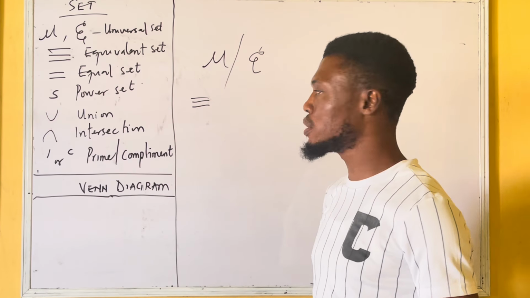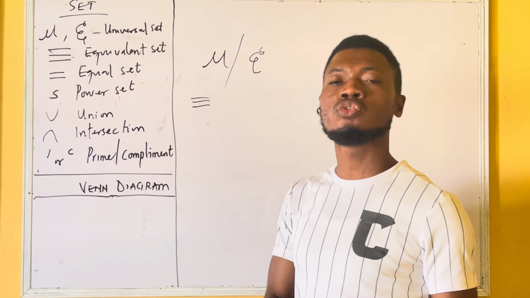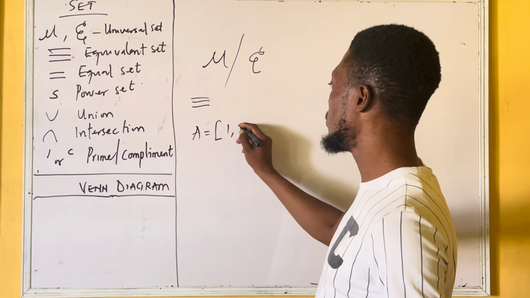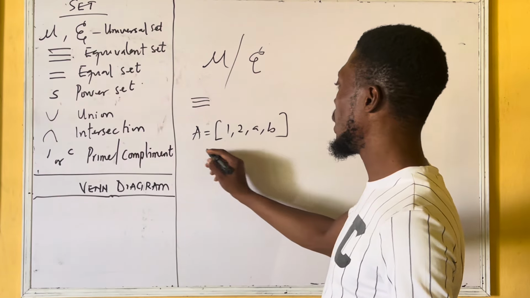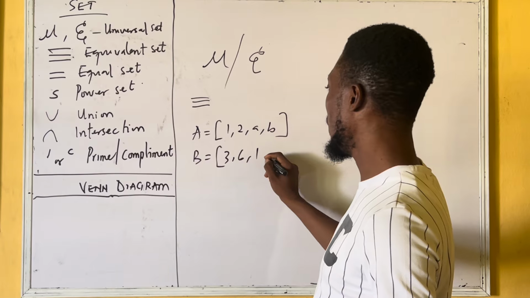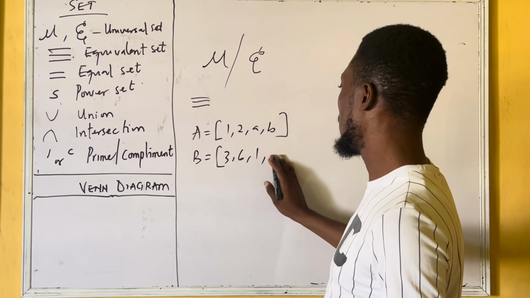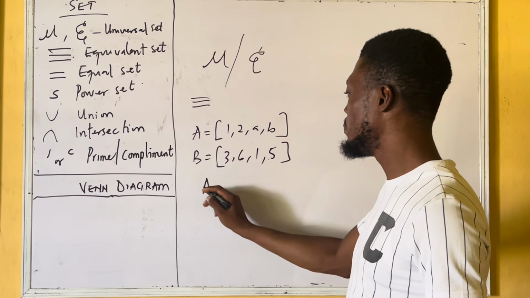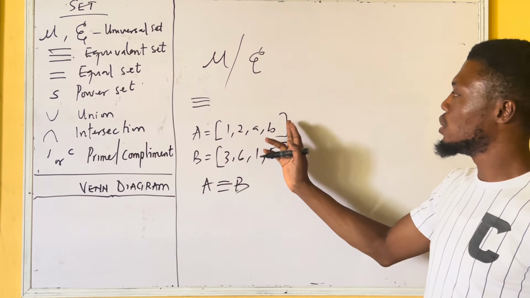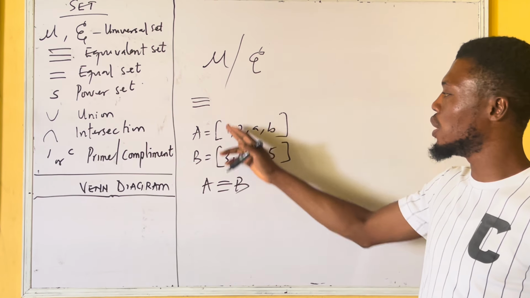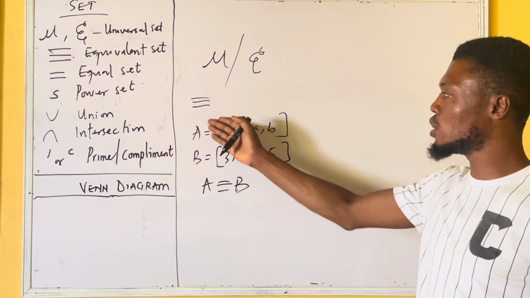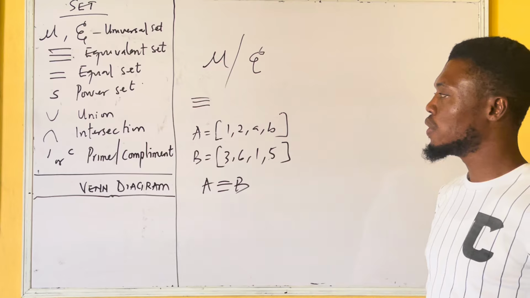Now equivalent means that set A is equivalent to set B. And what does that mean? If I have set A, the elements of set A are 1, 2, A and B. And I have set B, I have 3, 6, 1 and 5. Now I can say that A is equivalent to B. Why? Because the number of elements that you have here is the same number you have here. 1, 2, 3, 4, 1, 2, 3, 4. So is this equivalent to this? Yes. Why? Because you have the same number.